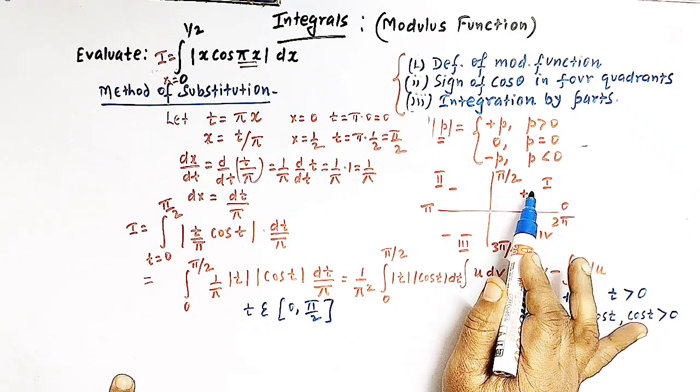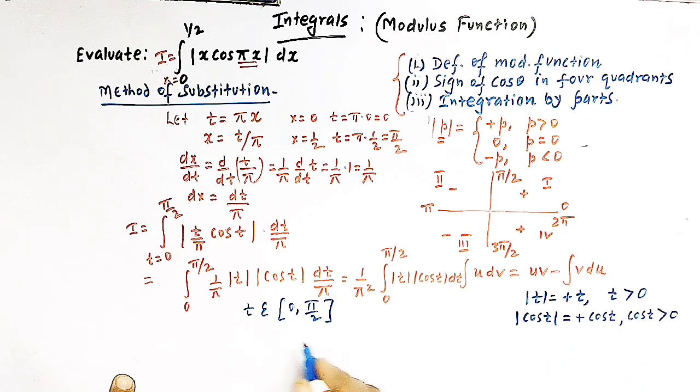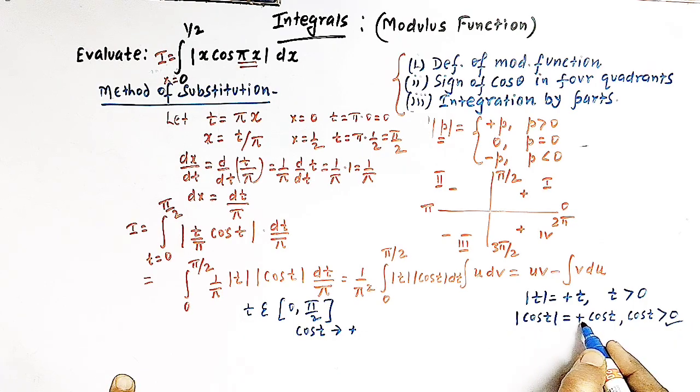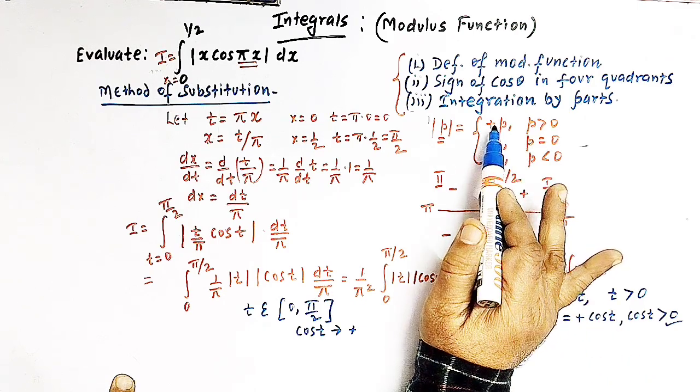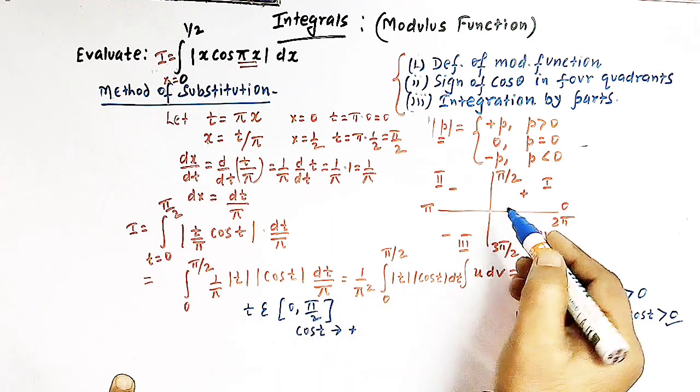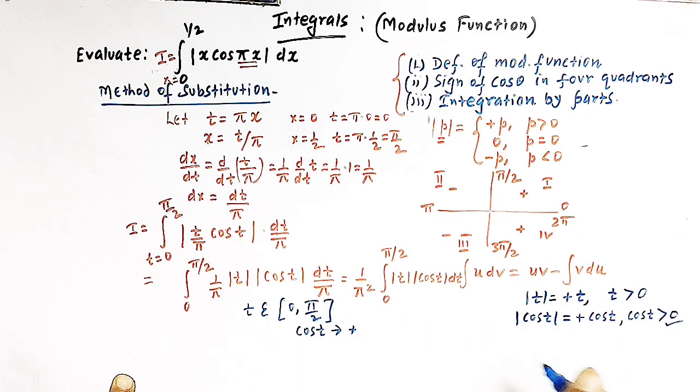And when we are in the first quadrant, then the cosine function, that is cos of t, is positive, and positive implies that cos of t is greater than 0. So mod of cosine t can be written as positive cosine t when cos of t is greater than 0, and when t belongs to this interval, that is in the first quadrant, then the cosine function is positive, right? So we can now write 1 over pi square.